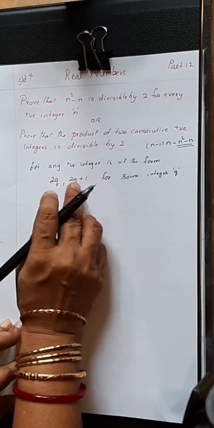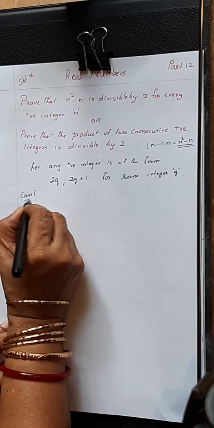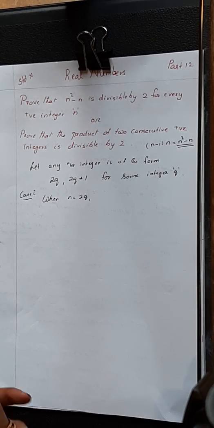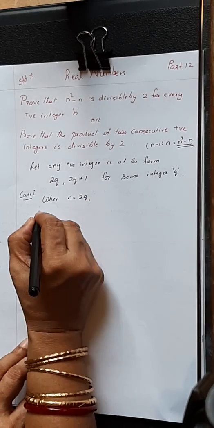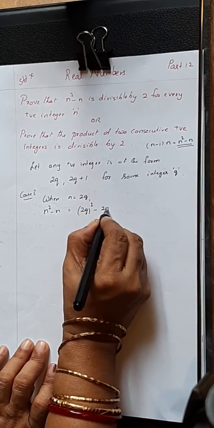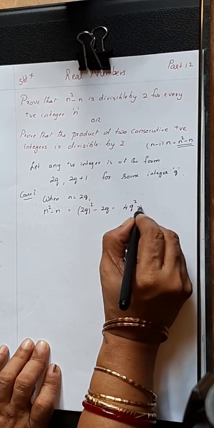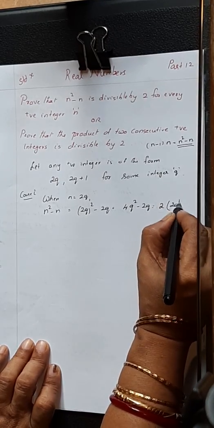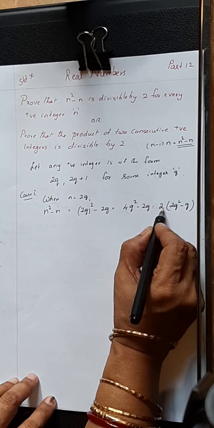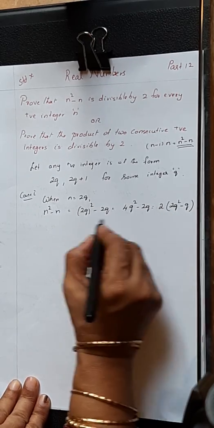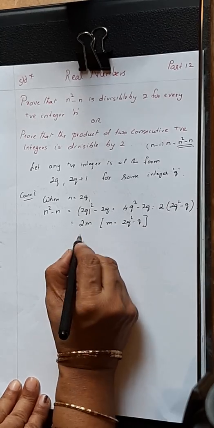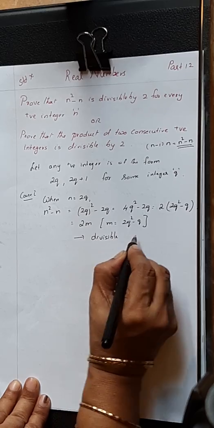Now we will take when n is equal to 2q. When n is equal to 2q, we have to find n squared minus n. That is equal to 2q the whole squared minus 2q, so that is equal to 4q squared minus 2q. You can write this as 2 into 2q squared minus q. So this is equal to 2m, where m is equal to 2q squared minus q. So this is divisible by 2.